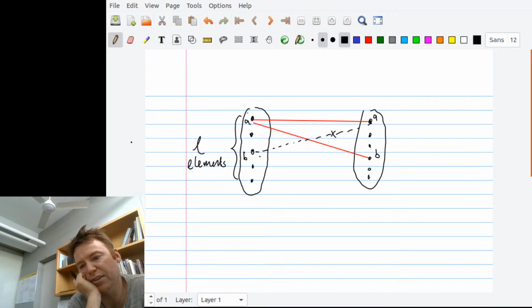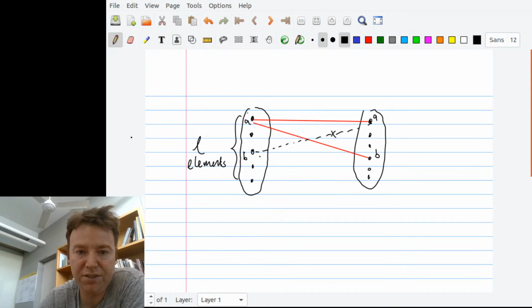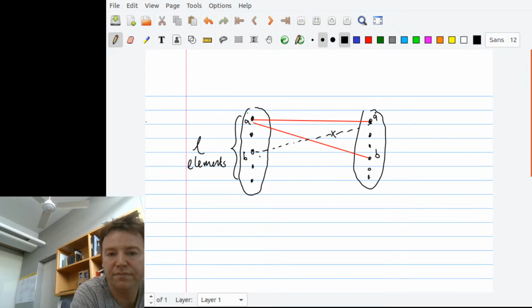So A will have L options, but B will have L minus 1 options. Well, it really depends on how many things map into B. If there's lots of different things mapping into B, then B can't map back to them. So B's options are restricted by however many things are mapping into it.